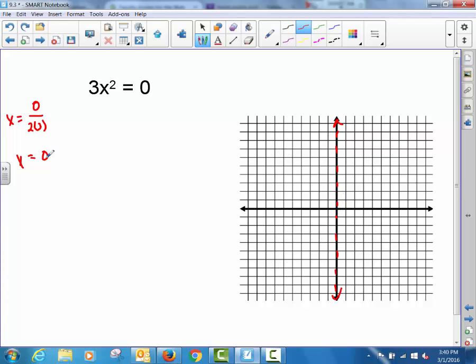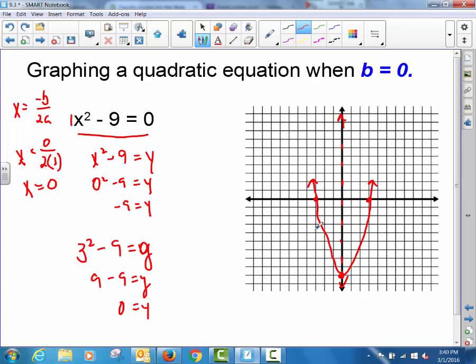Okay, and by the way, let's go back over here to this one. How many solutions did we have on this one? We had 2, because see it crossed the x-axis in 2 locations.